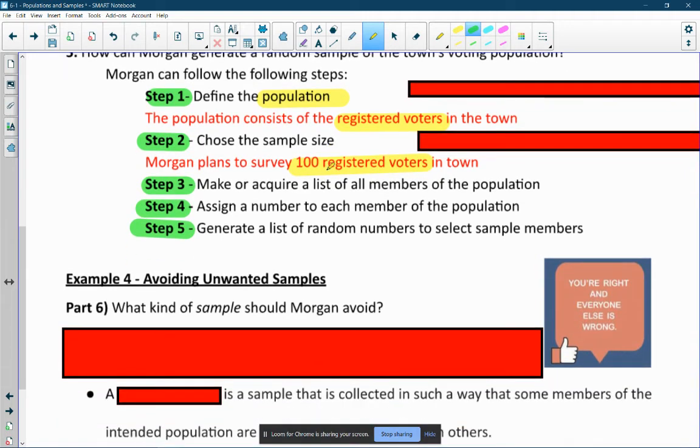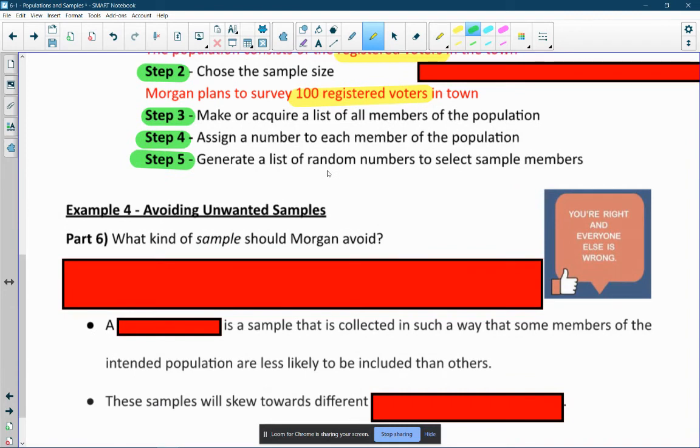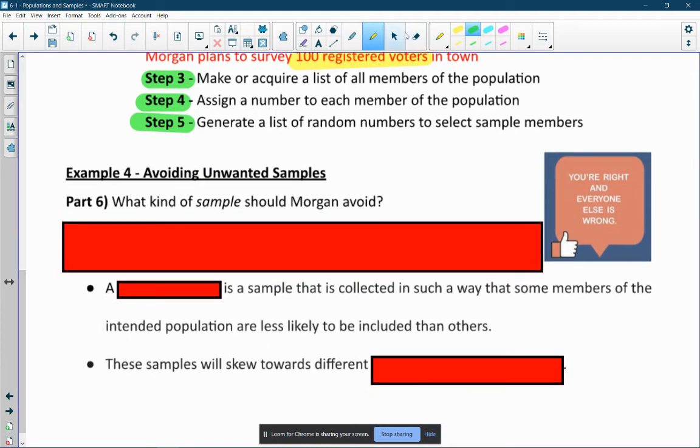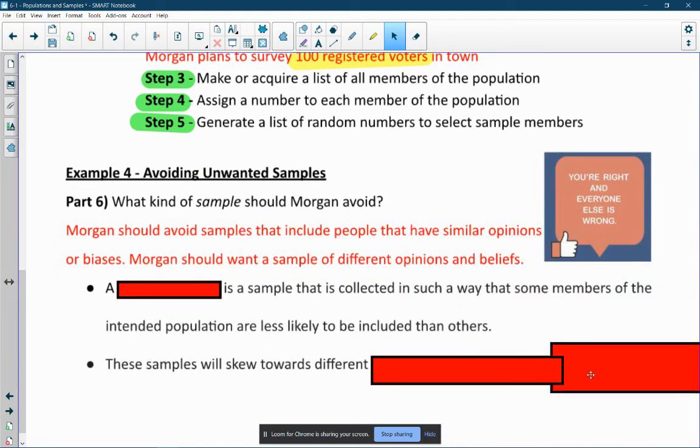Now, the one thing that she wants to avoid is unwanted samples. So what do we mean by unwanted samples? What we're talking about is she wants to avoid samples that could include people that have the same opinions or biases, right? Morgan wants a sample of different opinions and beliefs. So anytime you want to collect a sample, what you don't want to do is just have one bias.